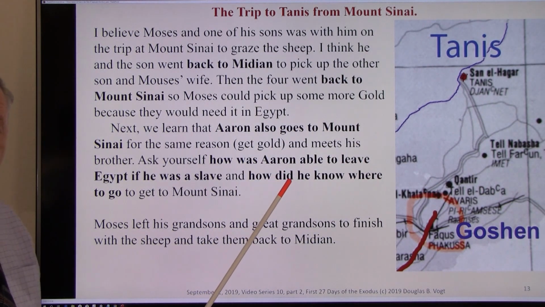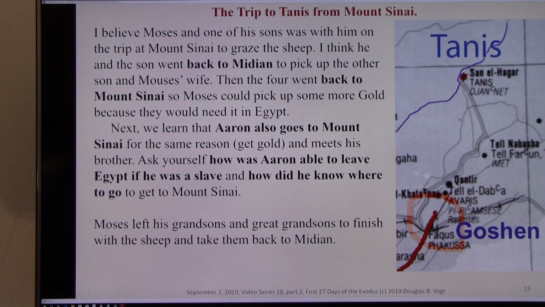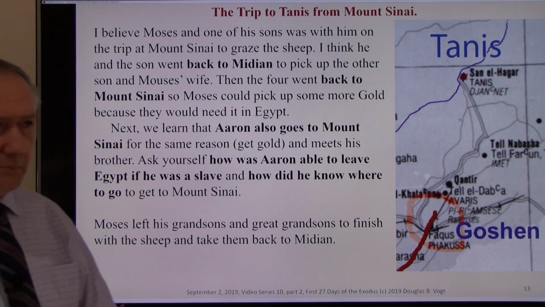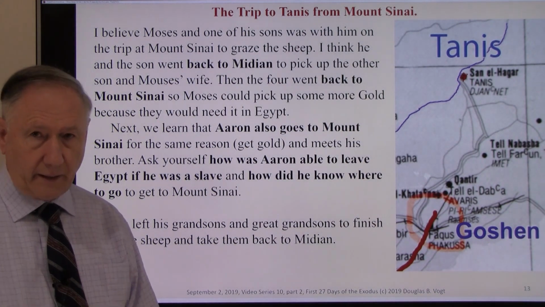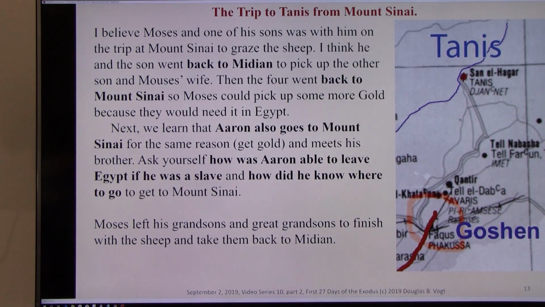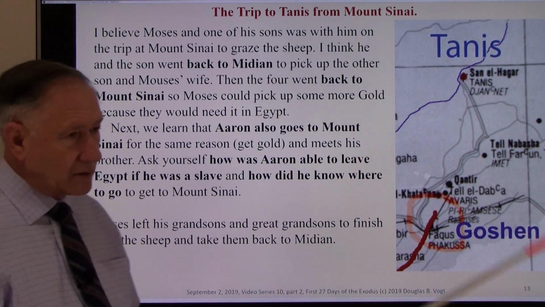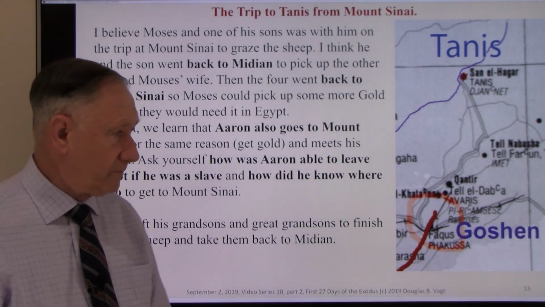He was also the head of the family, too. And a high priest of Hathor, as I explained in the previous video. He was able to leave. Why is he coming back to Mount Sinai at the same time Moses is? What a miracle. Same reason. Pick up money to go back. He needed more money. I think Moses left his grandsons and his great-grandsons to finish bringing the herd back to Midian, which is logical. He had plenty of people.